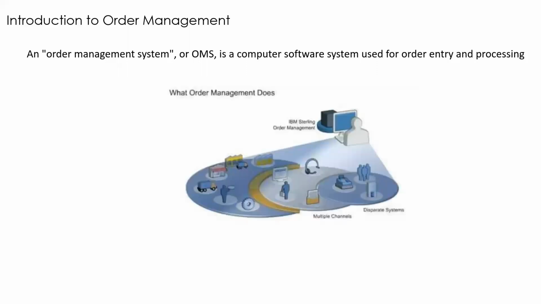So what order management does, it's a pictorial representation. Here I have taken the example of IBM Sterling. You have different channels from where you're getting orders. What OMS also does is it gives an omni-channel experience.